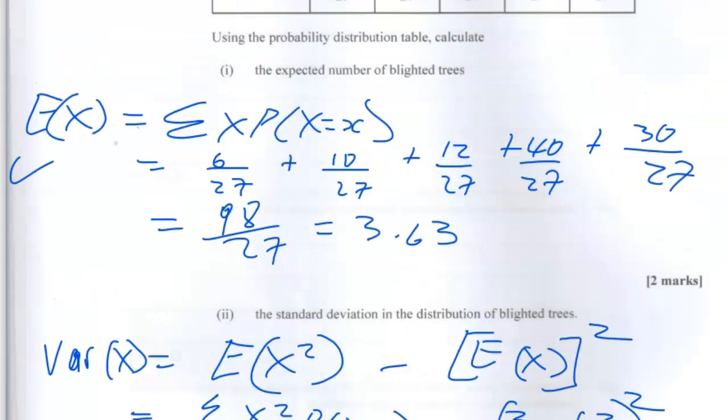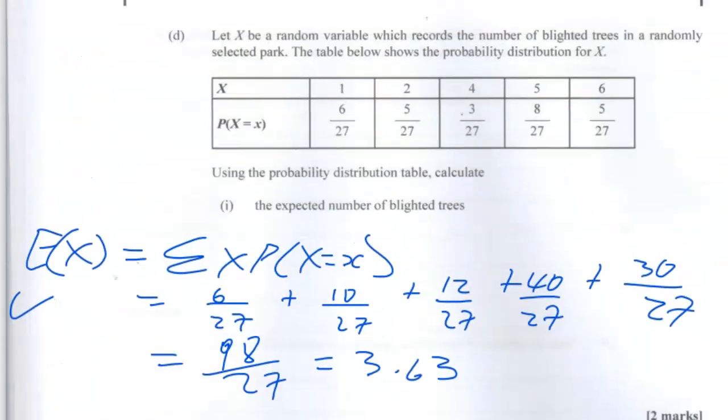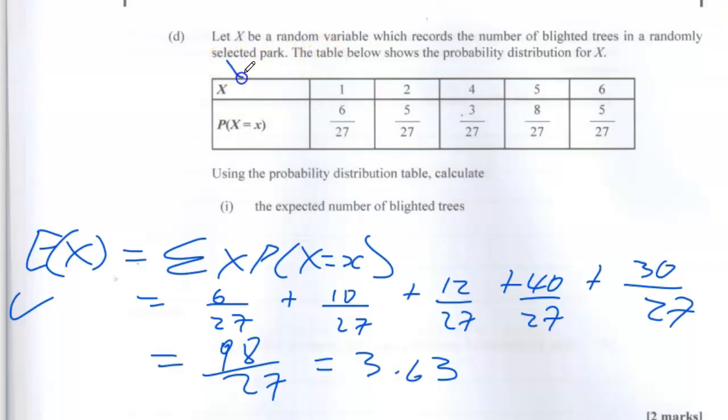So let's go back up. If you notice, here are the x values. Let's find the x squared values now. So x squared, I'll create another row. Squaring 1, I get 1; 2 squared, 4; 4 squared, 16; 5 squared, 25; 6 squared, 36. Alright, so E of x squared is x squared times the probabilities.